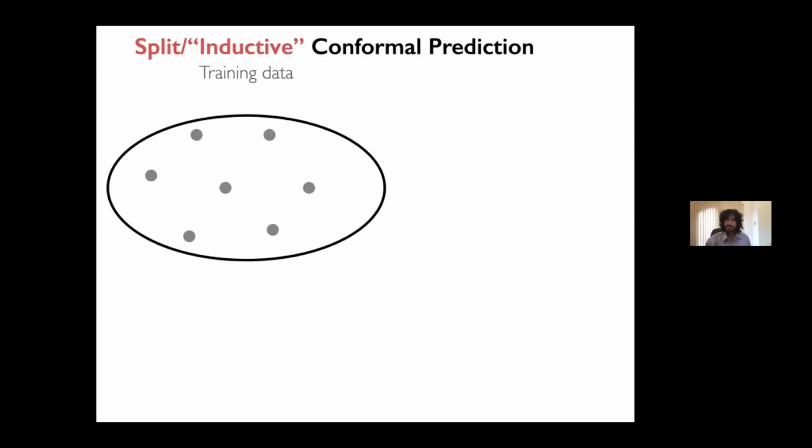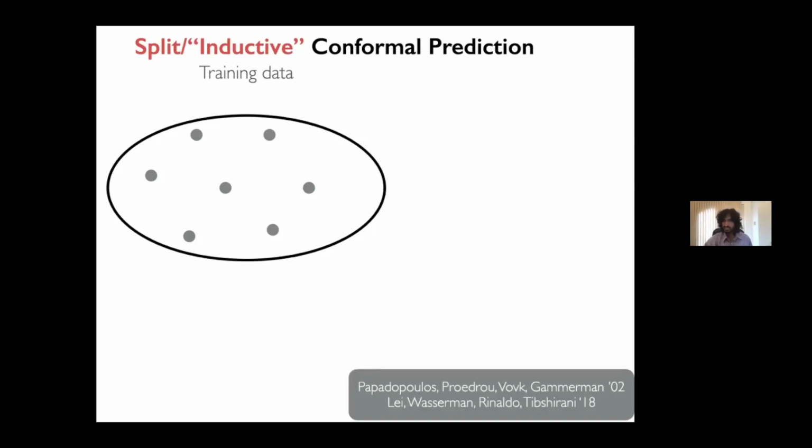This is very easy, which is why I'm starting with it. So what is split conformal prediction? The original authors called it inductive conformal prediction, but I think it's easier to call it split conformal prediction. You're given your training data. This is just a visualization of it as a bag. This is not the data plotted on a two-dimensional space.